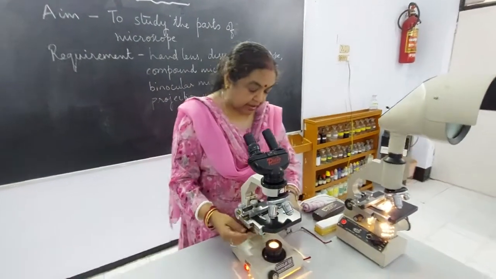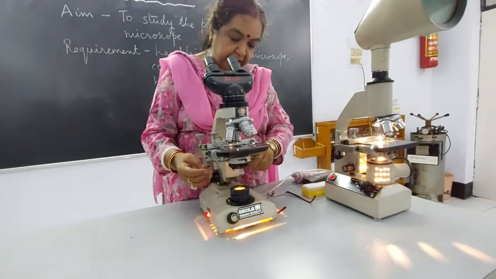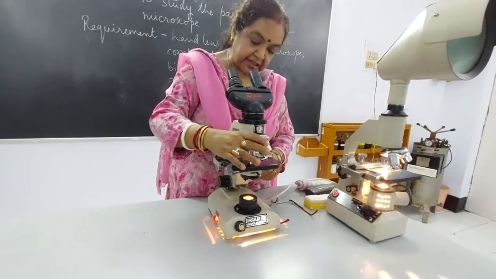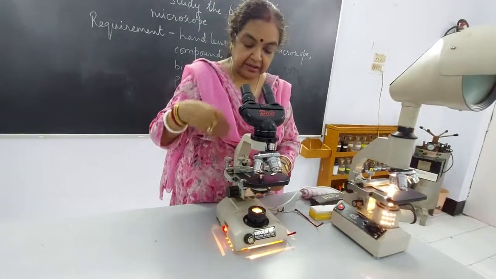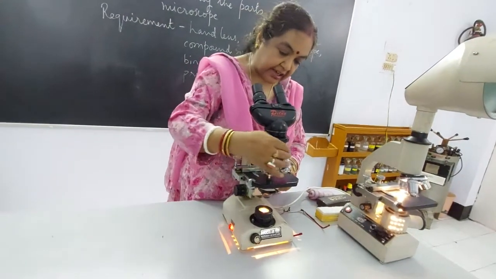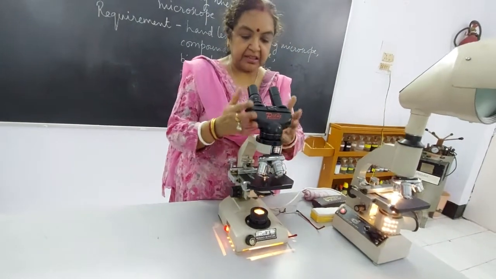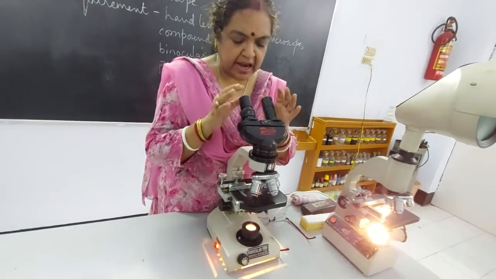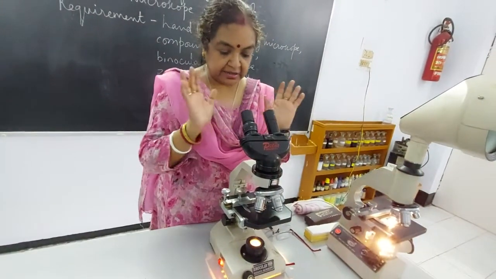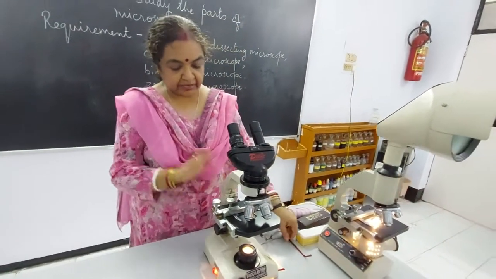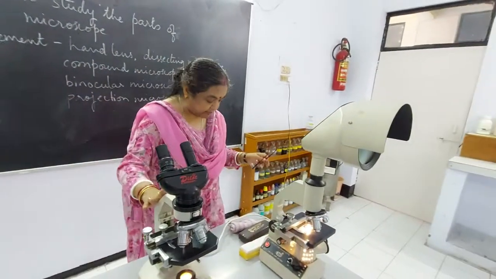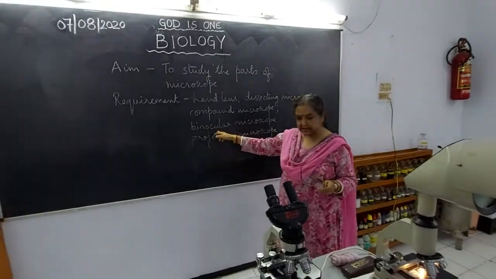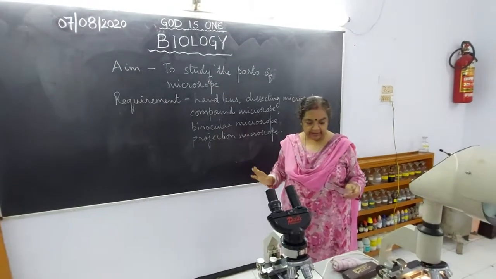There is a condenser lens below, which we can adjust, which condenses the light to one point. Then this is the objective lens, which increases the magnification. It is attached to the nose piece, and this is the eyepiece where the 2 eyepieces are there, and maximum is 10x we can get over here. So this is very useful. This is called the binocular microscope. Binocular means 2 ocular lenses are there, 2 eye lenses are there.